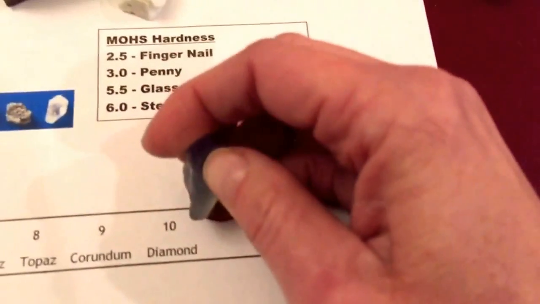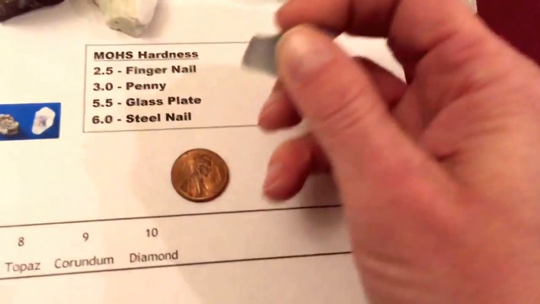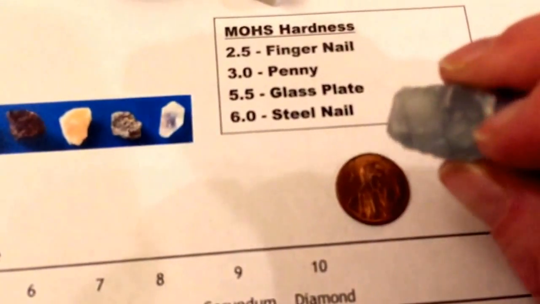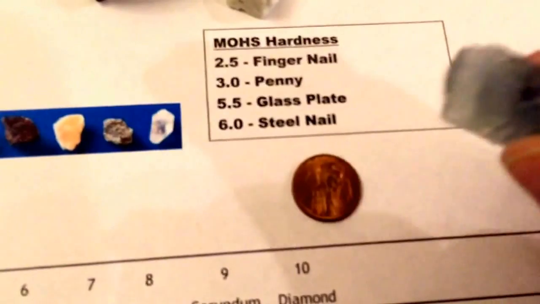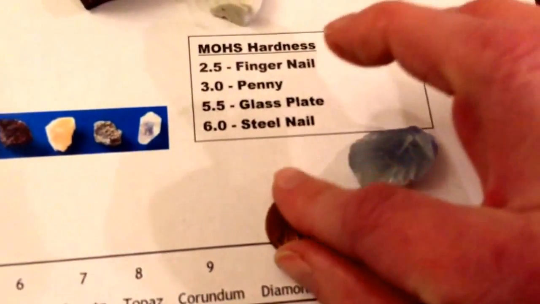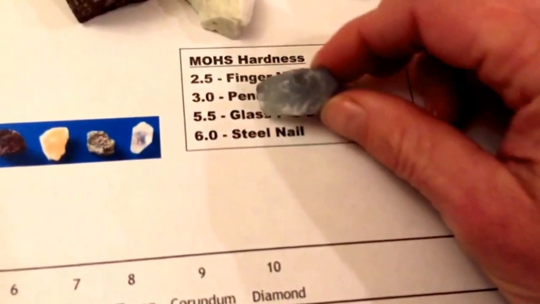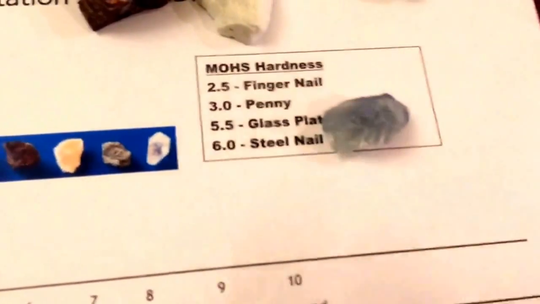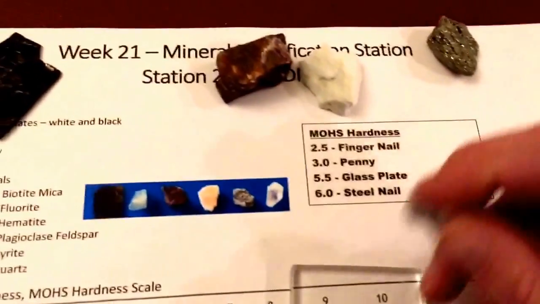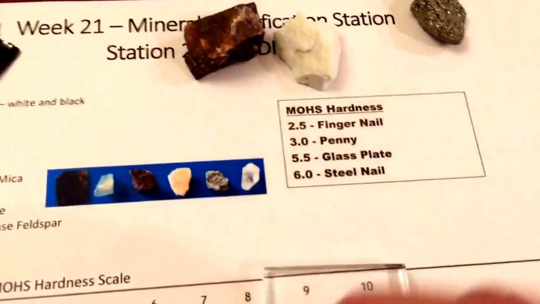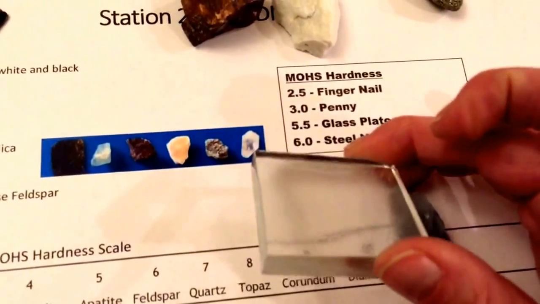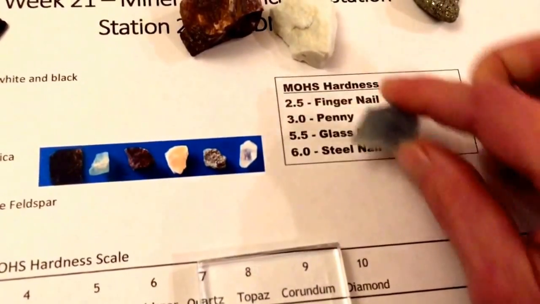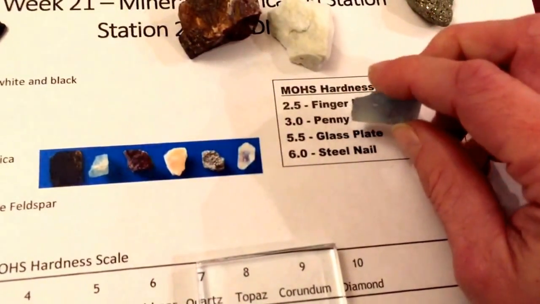This is very hard to do one-handed. Let's see here. Okay, so this mineral made that scratch on the penny. So which one is harder? This mineral is harder than the penny. So we know that it's harder than the penny. Let's check the glass plate. So we put our glass plate here and we scratch it. And you're not looking to dig into it, but rub it on there and see if it leaves a scratch that does not go away, and it does not. So this mineral is between 3 and 5.5.